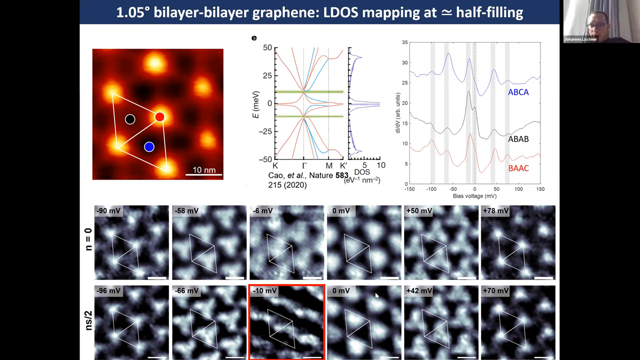Another question from Unmesh Gorai. Do you see the nematic ordering at other integer fillings other than half filling? Not in this case. In this case, we only observe it for the half-filling condition.